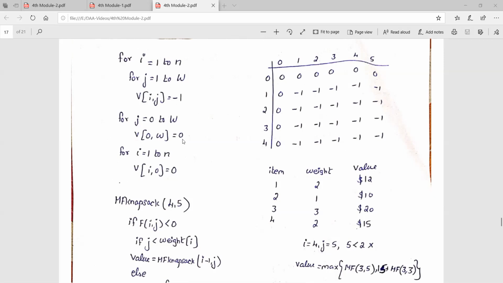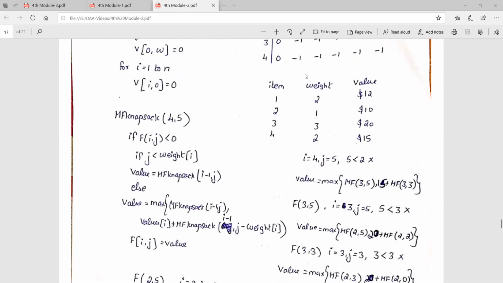Now i is equal to 1 to n, so this will be 1 to n, and now it will be 0. That is 1,0; 2,0; 3,0 and then 4,0. The value will be 0. So this part is the initialization. Now we have the table. In the table, the first row and first column values will be 0, and the remaining values will be -1.